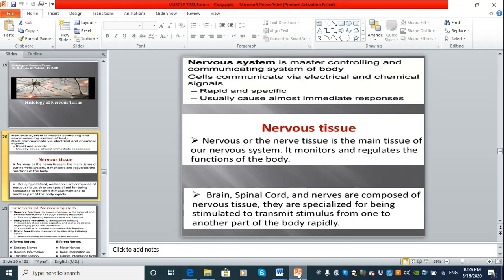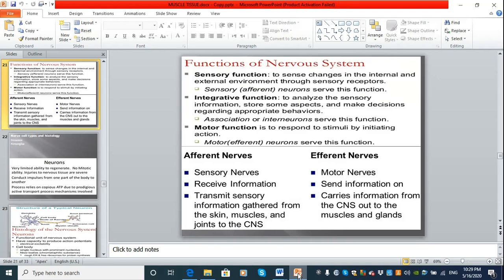The brain, spinal cord, and nerves are composed of nervous tissue, and they are specialized to be stimulated and to transmit stimuli rapidly from one part of the body to another. The functions of the nervous system include the sensory function, which senses changes in the internal or external environment through sensory receptors. Sensory, or afferent, neurons serve this function.